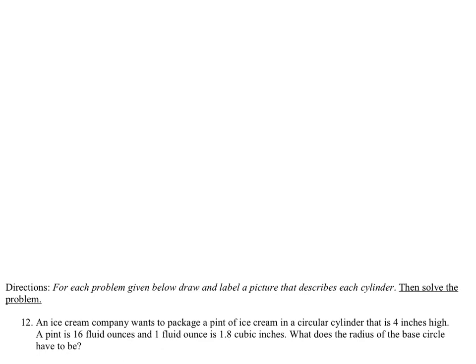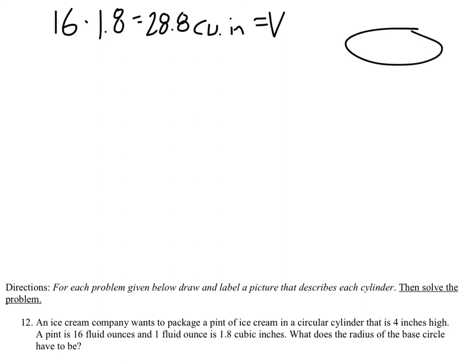All right, the first thing we should do is figure out the volume in cubic inches. We've got 16 fluid ounces, and each fluid ounce is 1.8 cubic inches. So this will tell us how many cubic inches this is. So 28.8 cubic inches, that's the volume of the cylinder. We can draw a picture, and it's very nice.